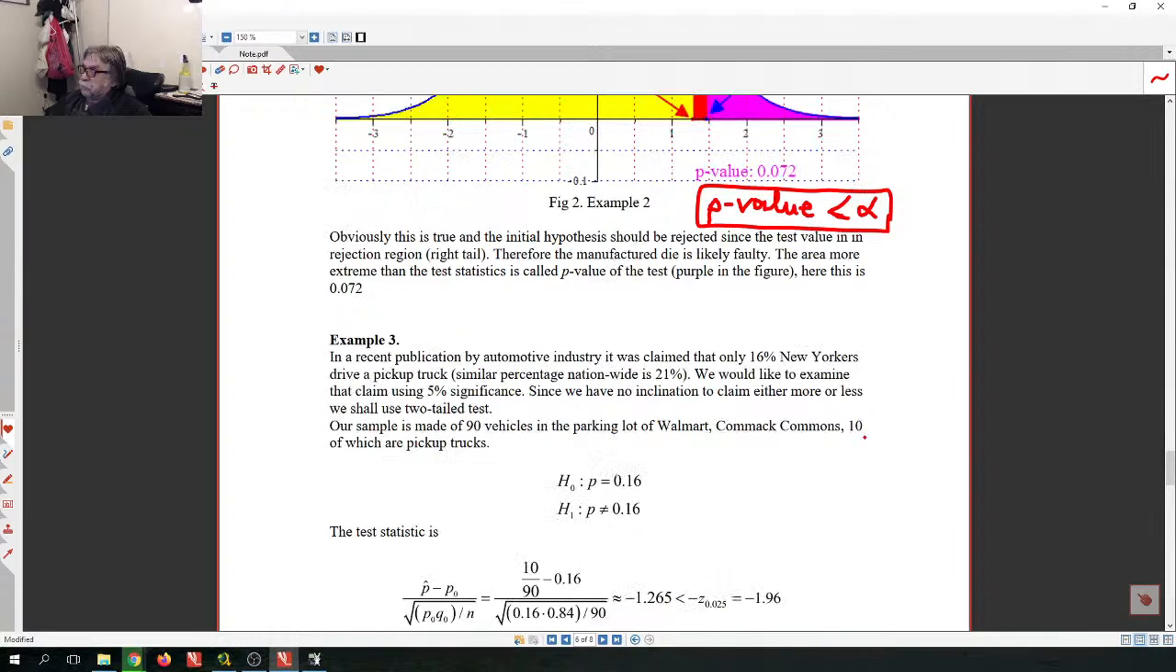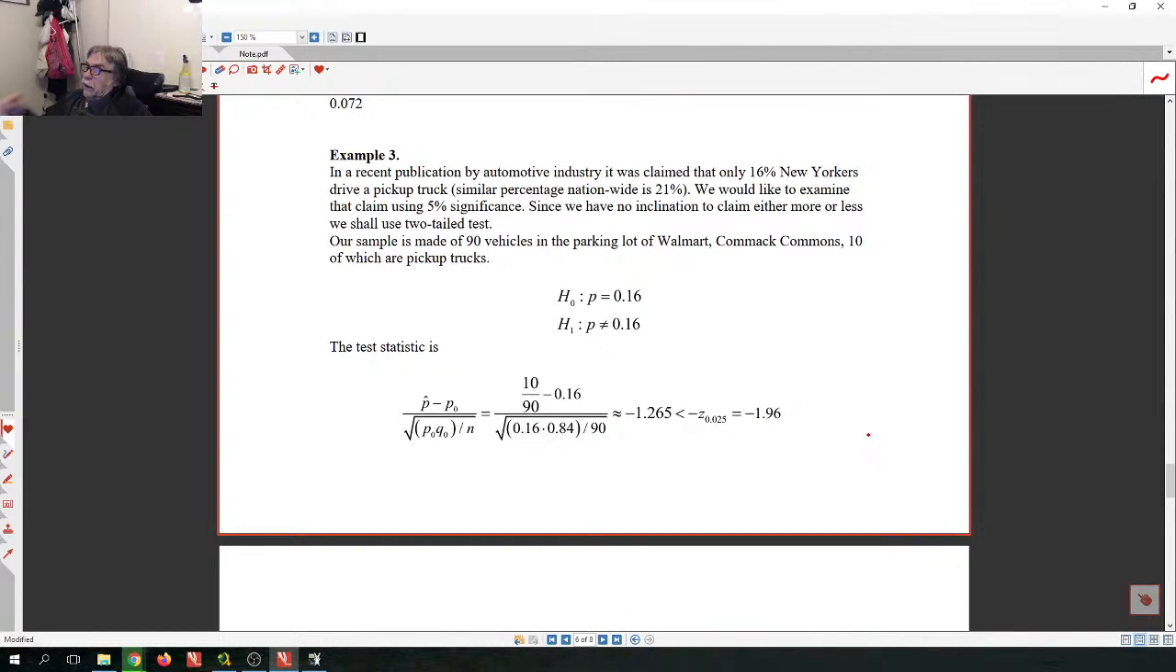Okay, let's get one two-tail test. In a recent publication by the Automotive Industry, it was claimed that only 16% of New Yorkers drive a pickup truck. Nationwide, that's known to be 21%, so this is not in question. But the initial one is a claim. Only 16% of New Yorkers are driving pickup trucks. Okay, that's the null claim.